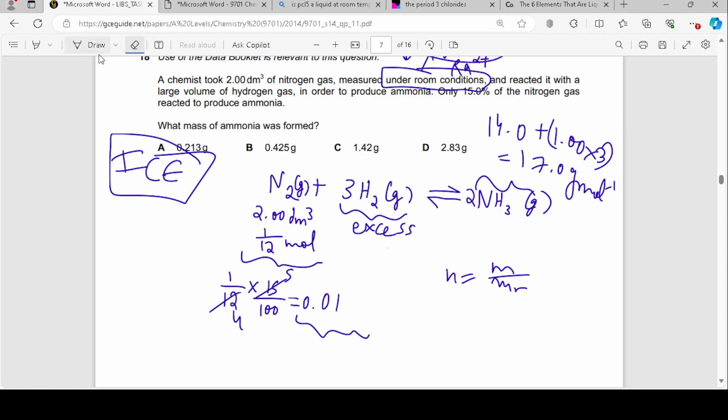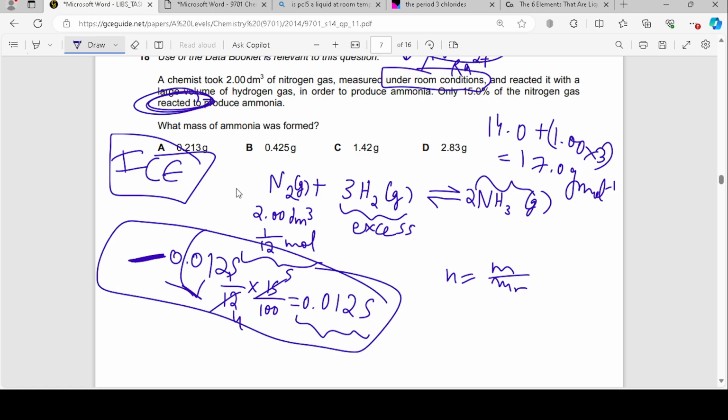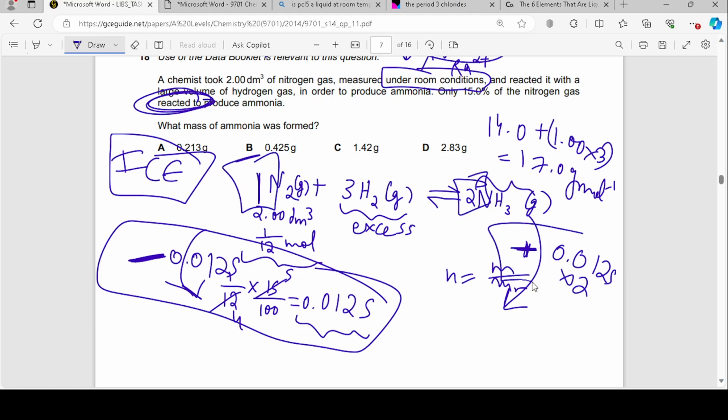But actually, this is 0.0125 moles, right? So that means my change, because only 15% of the nitrogen gas reacted to produce ammonia. How many moles did I lose? I got minus 0.0125. These are the ones that are reacting. So over here I should have plus 0.0125 times 2, because the stoichiometric ratio here is 1:2. So I'm losing 0.0125 moles of nitrogen on that side, and gaining 0.0125 times 2 moles of ammonia on this side.